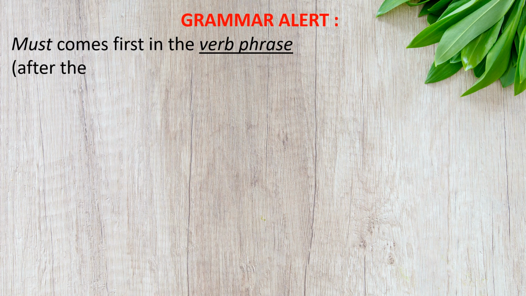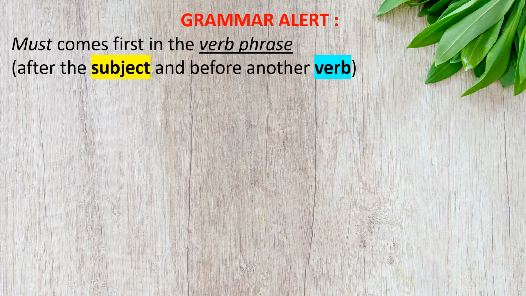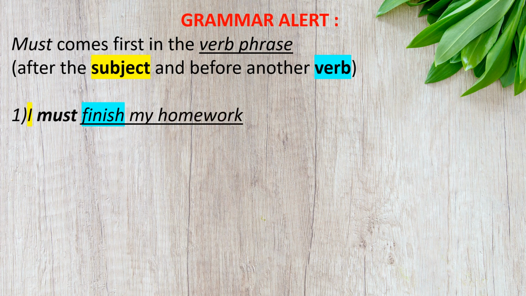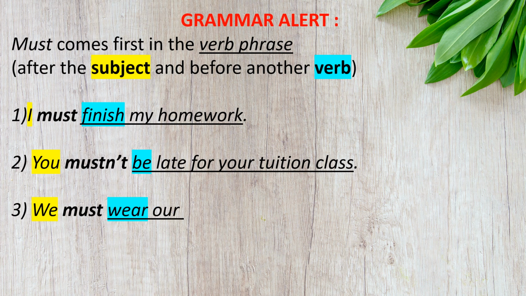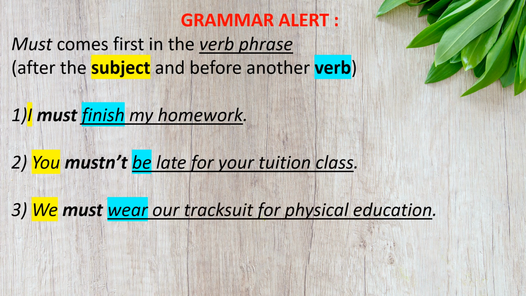Grammar alert. Must comes first in the verb phrase, after the subject and before another verb. 1. I must finish my homework. I is the subject, followed by the verb, finish. 2. You mustn't be late for your tuition class. You is the subject, followed by the verb, be. 3. We must wear our tracksuit for physical education. We is the subject, followed by the verb, wear.